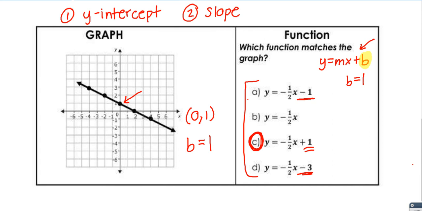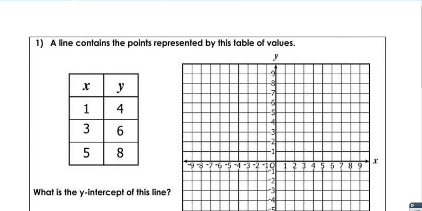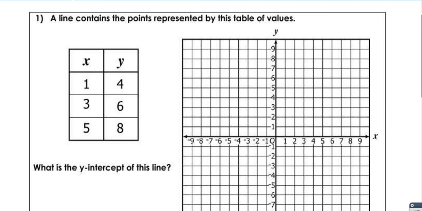All right. Last one. Here we go. So now we're going to kind of put together everything we've learned. I give you a table with values. Hopefully we remember what we have to do with these. We have to plot them. So this is (1, 4), (3, 6), and (5, 8). And now we need to graph them. So I go 1, 4, 3, 6, and 5, 8.